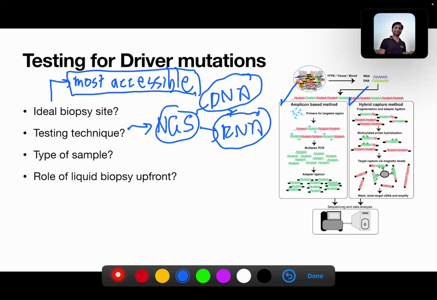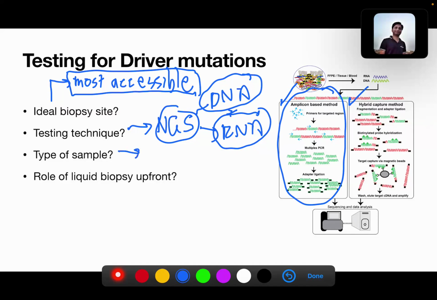So which technique is more practically used? Currently, in most of our setups, we use the amplicon-based or hotspot technique because it can help us detect the meaningful genes. That is your 12 genes, the driver mutations that are commonly seen, which you can detect with the amplicon-based method. Also, the amplicon-based method has a shorter turnaround time. So you can quickly detect the driver mutation.